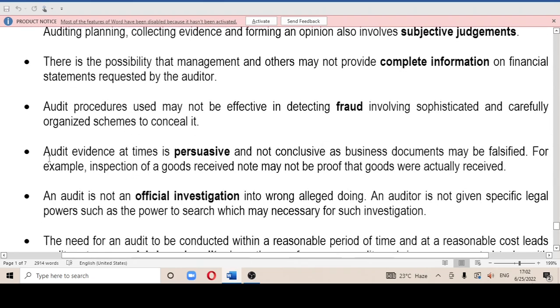Then we have audit evidence. Audit evidence at times is persuasive and not conclusive, as business documents may be falsified. Here what they mean is that the evidence is persuasive but not conclusive, in a way that you can be persuaded that the goods were delivered, yet they were not delivered. This is the example which we are looking at here. For example, the inspection of goods received note may not be proof that the goods were actually received. So here you're persuaded that they were received, yet in actual sense they were not received.